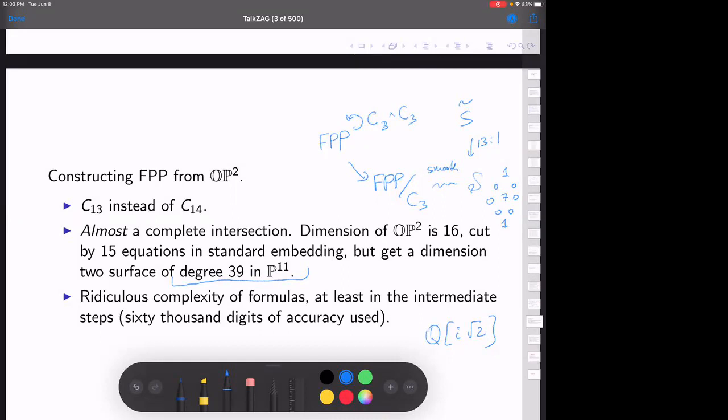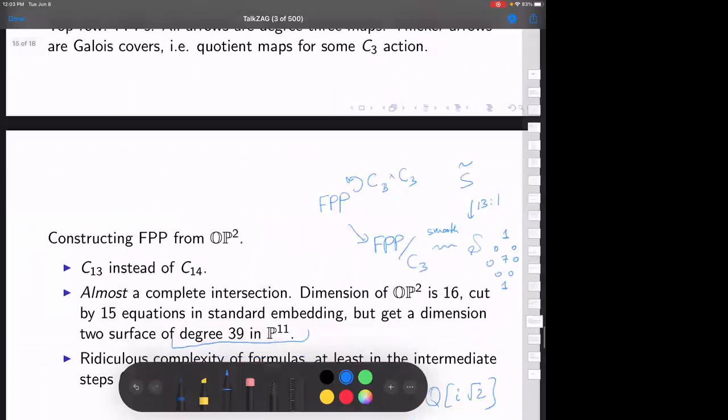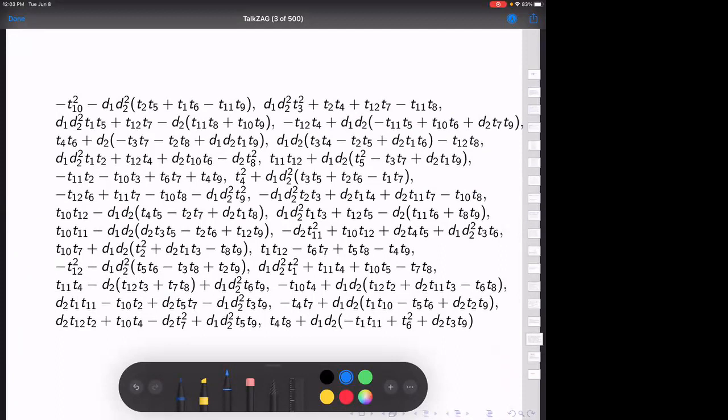Some of these intermediate surfaces, they're not so horrible because you could see them. Actually, I do have these equations. So this is an equation of this certain fold. These are almost complete intersections in the octonionic projective plane. So you see, this is not horrible. And then D1 and D2 are some parameters with explicit values. It's just the end result.